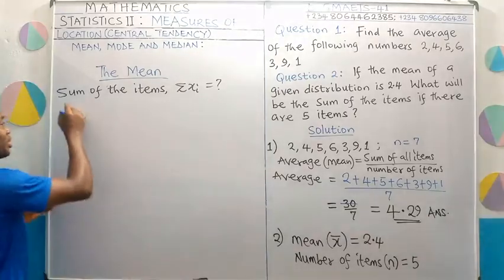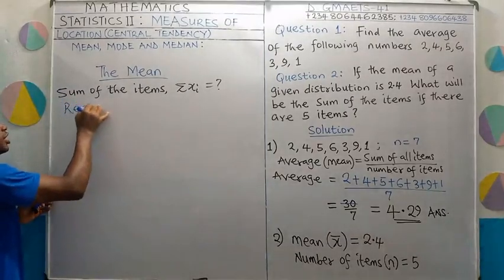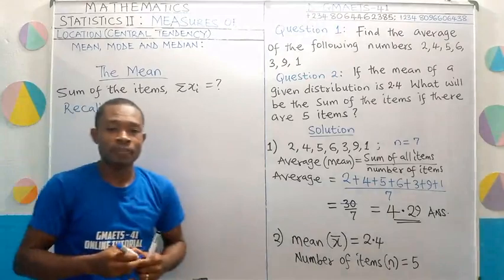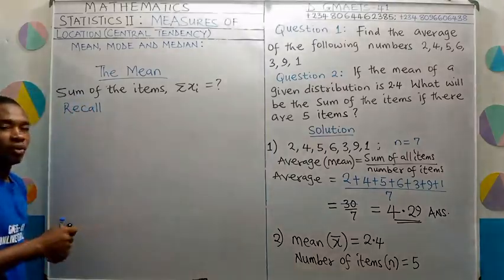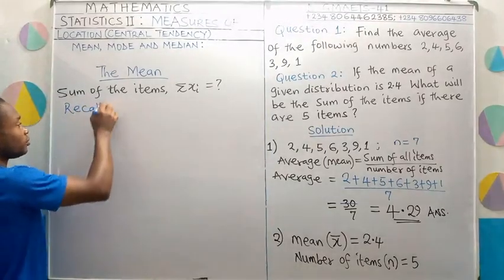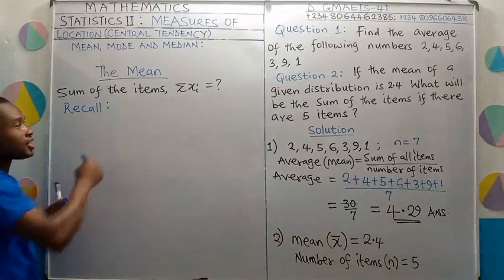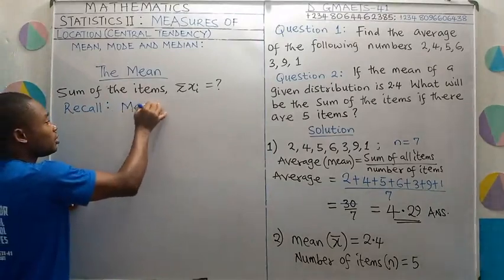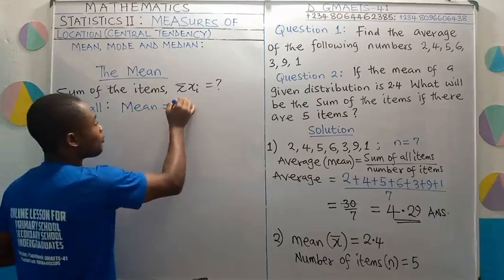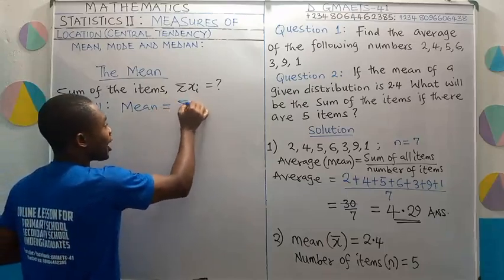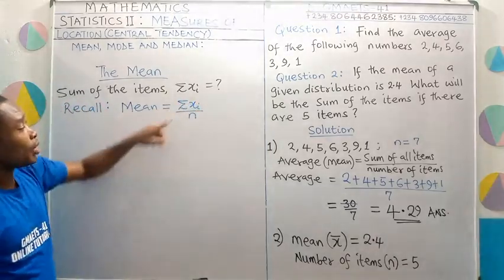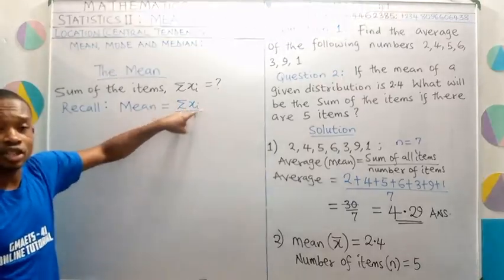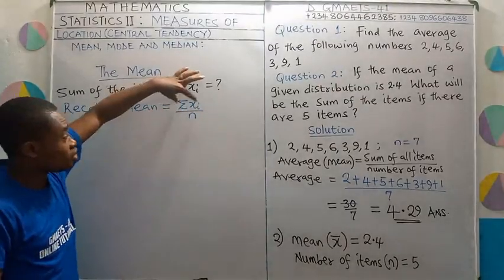We are going to remember something. Recall. You know, it is all about the formula. Once you're able to remember the formula, your problem is solved. What are we going to recall? Mean has a formula. Mean is equal to sum of all items, which is summation xi, divided by number of the items. We are looking for this one now, the summation, sum of all the items. This numerator, we don't know.